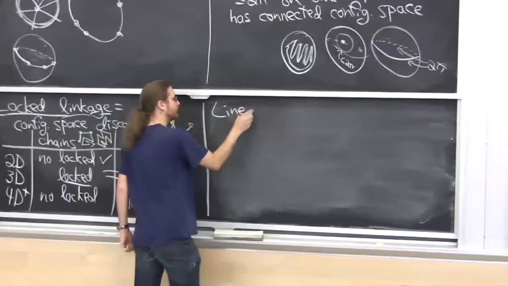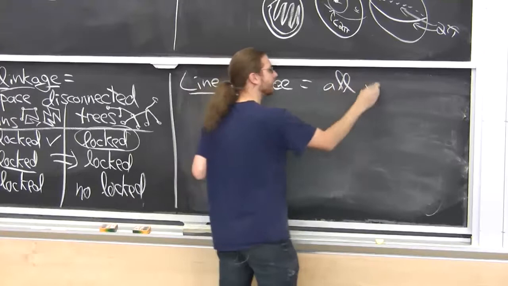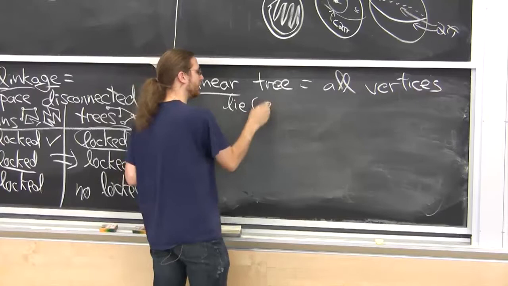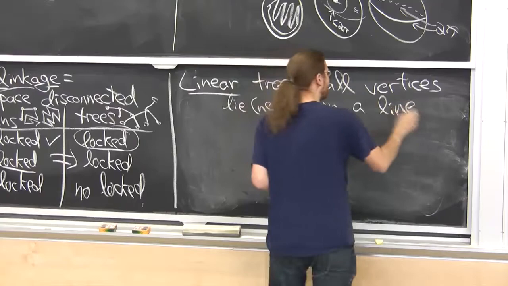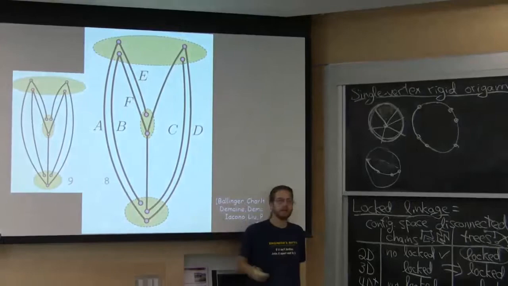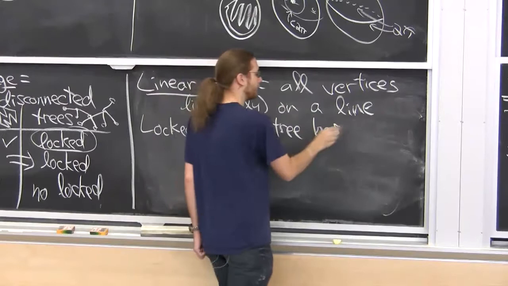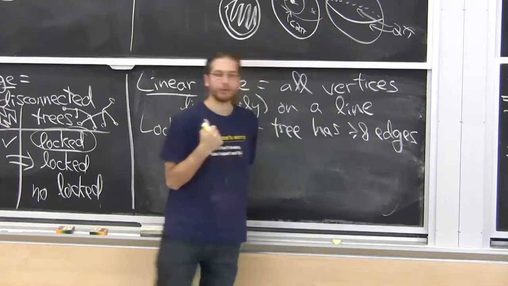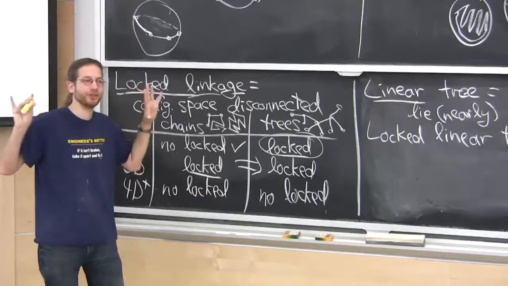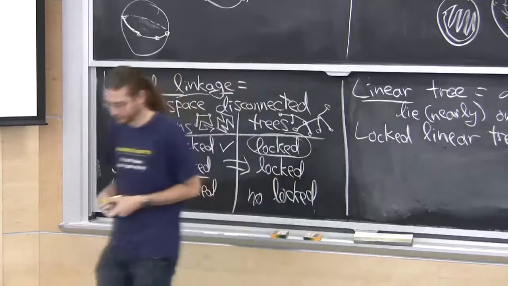And we can actually prove something along those lines. So a linear tree is one where all the vertices lie nearly on a line. So this is a linear locked tree. And we can prove that among all linear locked trees, they must have at least eight edges. A locked linear tree has at least eight edges. So at least among linear locked trees, that example is optimal. But maybe you could use the second dimension to do something better than eight edges, but I don't think so. That's an open problem.